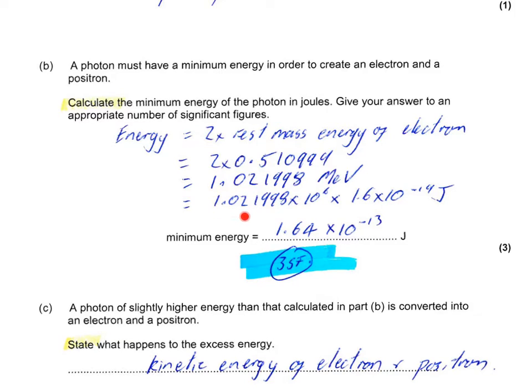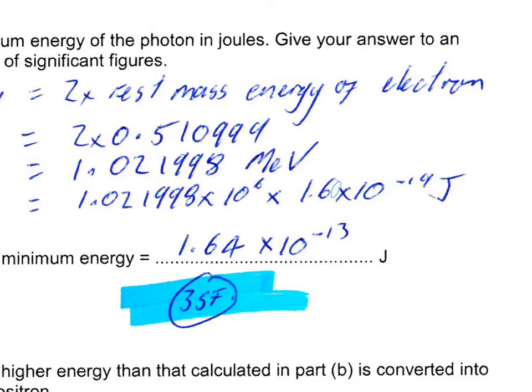So there's the 1.021998. That's in mega electron volts, so that's times 10 to the 6 electron volts, and then to convert to joules I need to multiply by that conversion factor 1.6 times 10 to the minus 19. 1.60 that should say. Let me just put that in. There you go, it now says 1.60 times 10 to the minus 19 joules, and that gives me a minimum energy required of 1.64 times 10 to the minus 13.